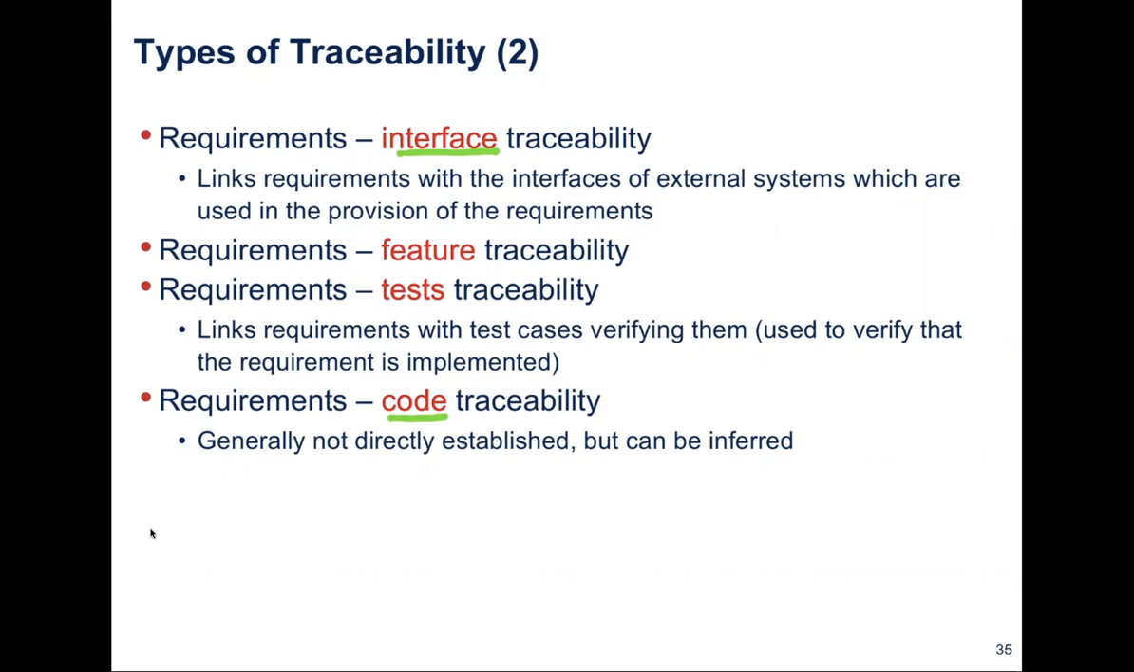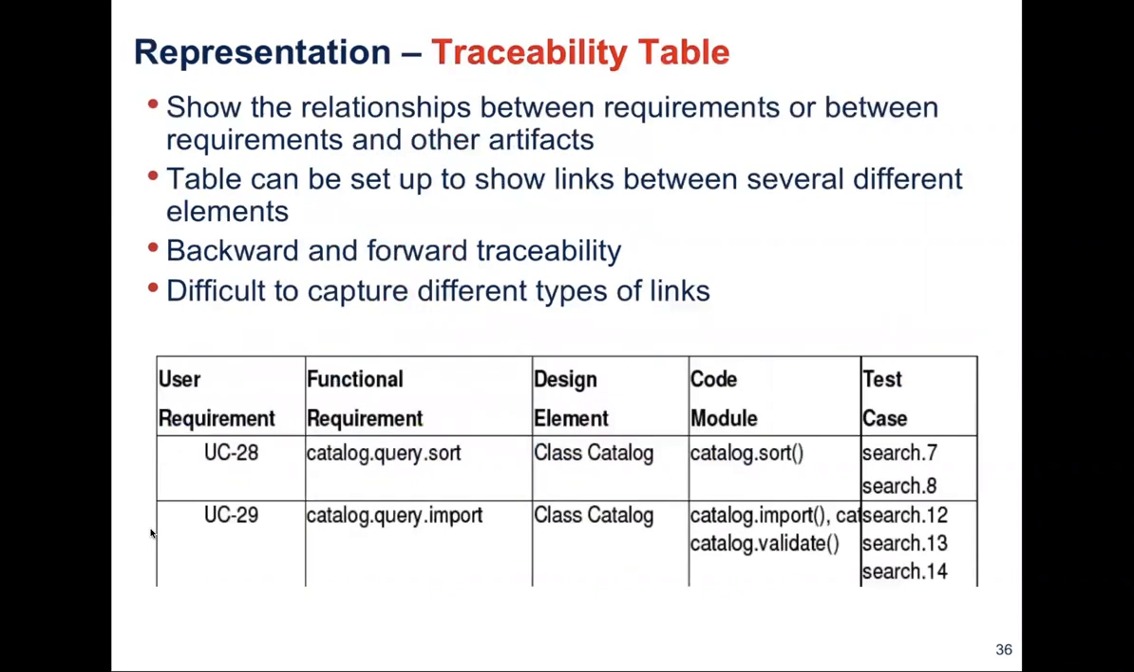So if we would like now to provide a model for traceability, whether it's interface traceability, feature traceability, test traceability, or any other type of traceability, what are the main representation formats that we could easily use to trace requirements with requirements, or requirements with system artifacts, or requirements with system elements? It could be with design documentation, or it could be with code or test cases. There are different representations that are commonly used to represent traceability. The first one is called the traceability table.